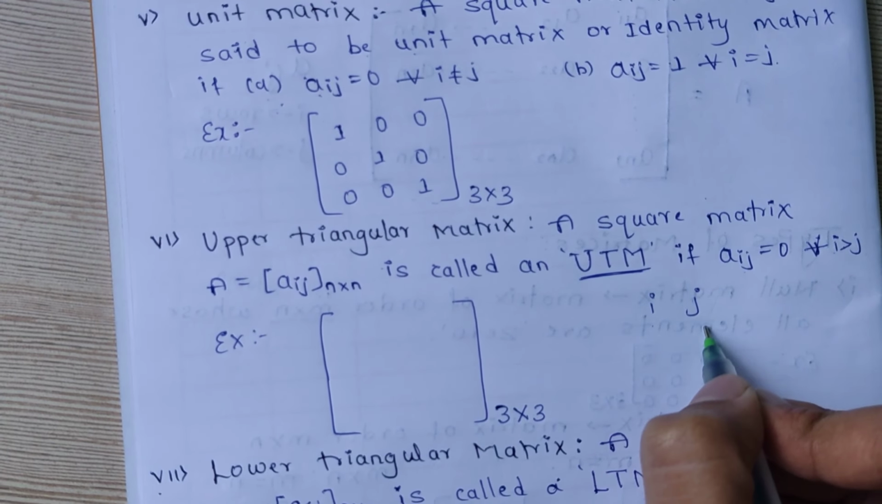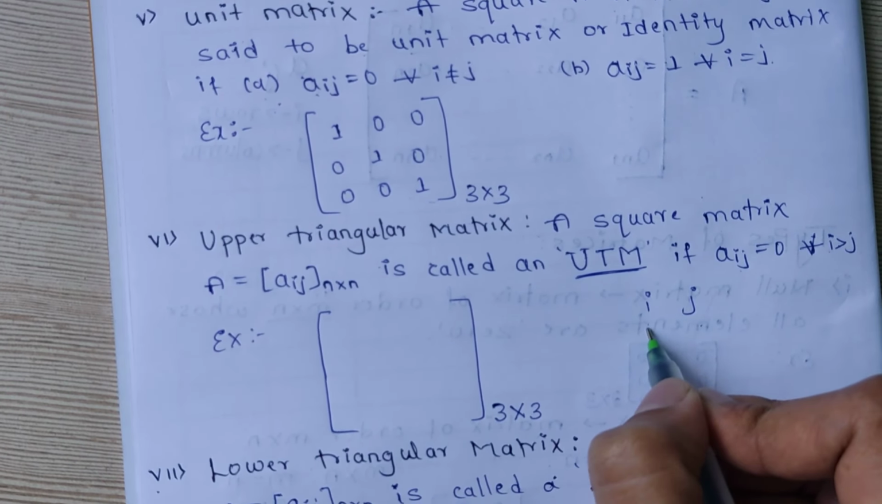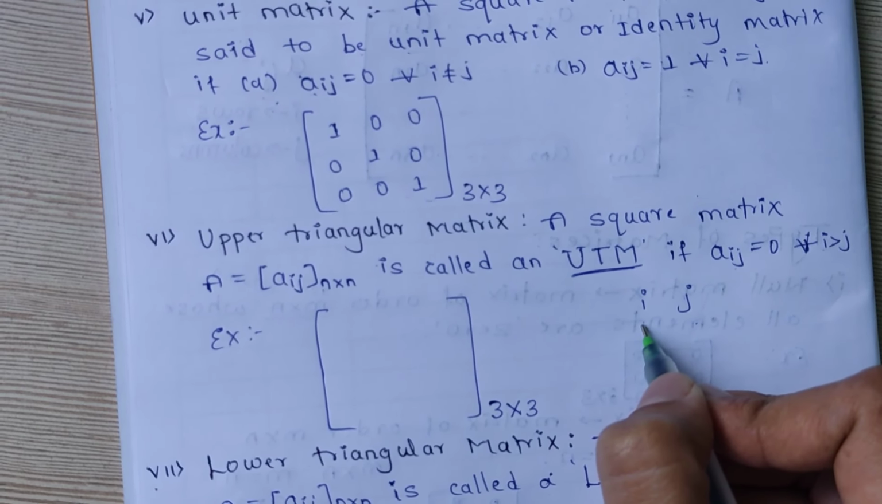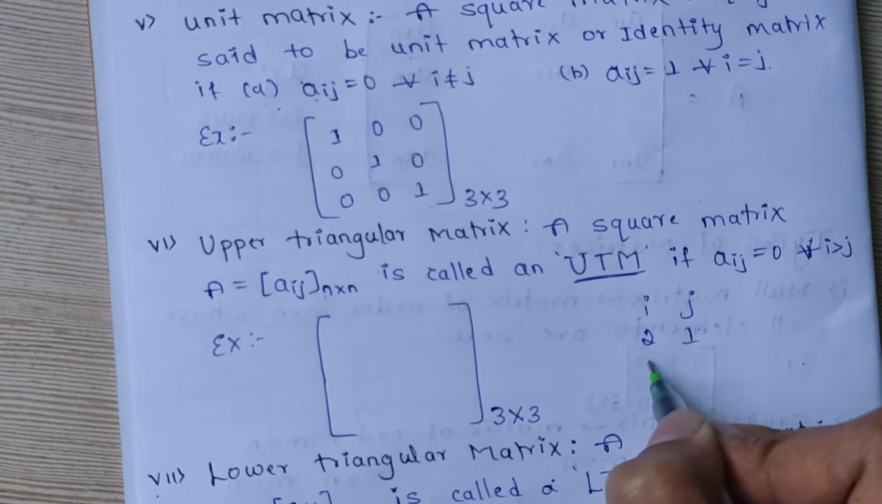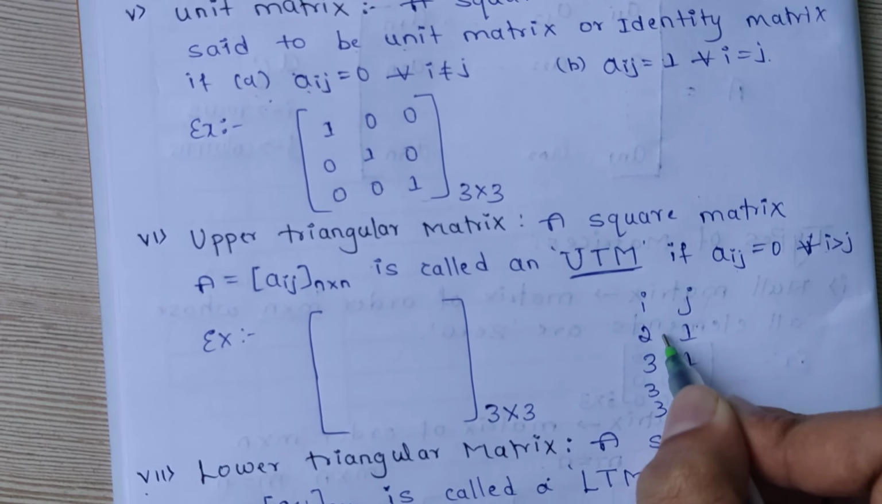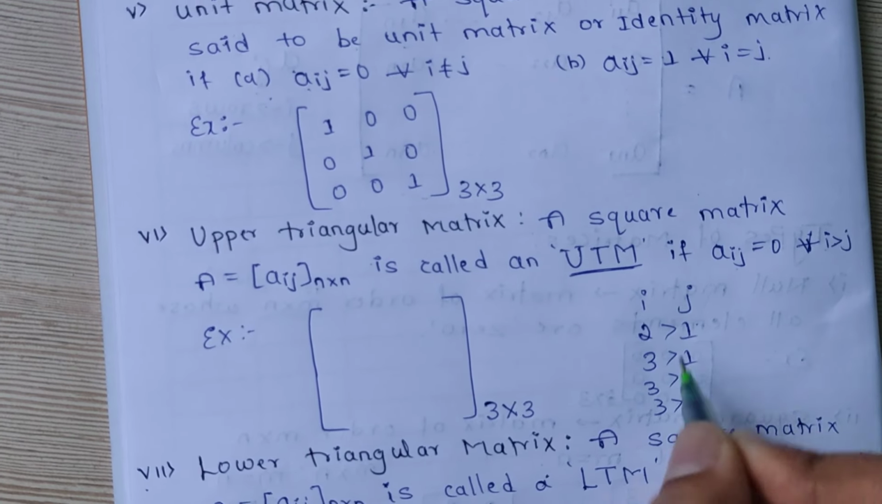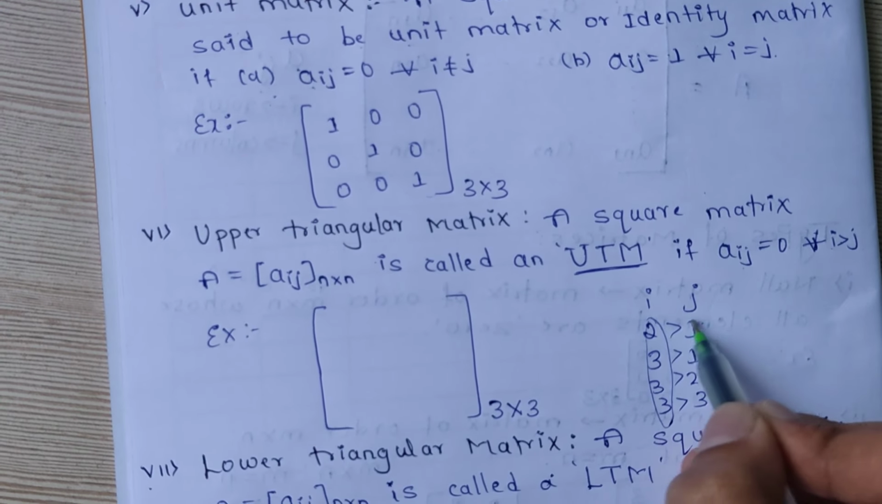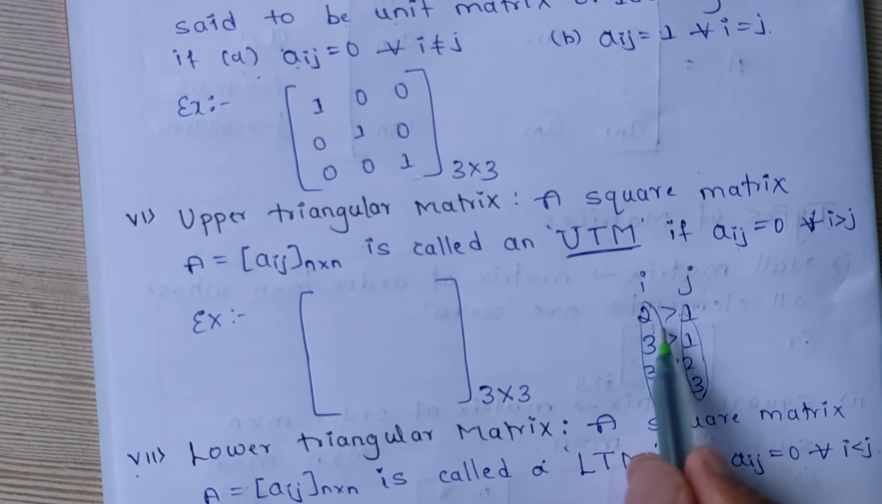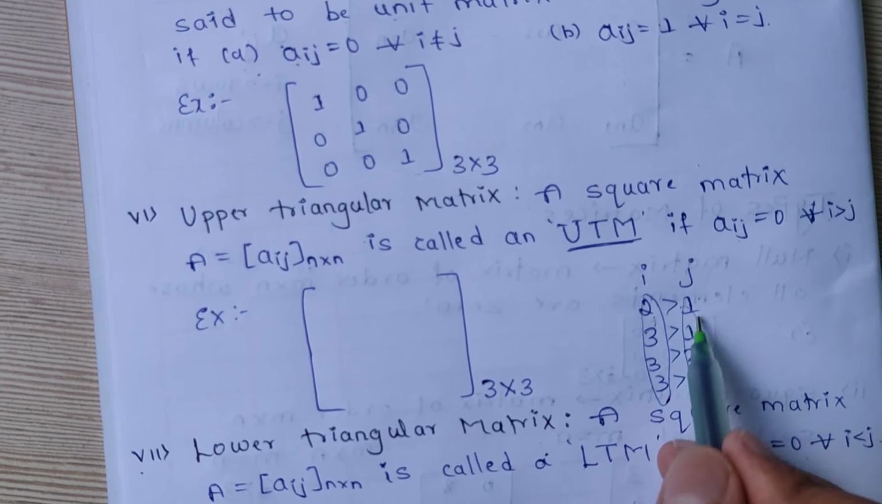i greater than j means 3,2; 2,1; 3,1; 3,2; 3,3. So these are all rows, these are all columns. So we can see every row is greater than that of column.